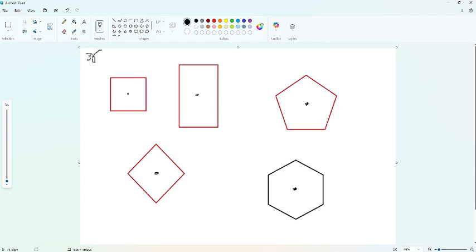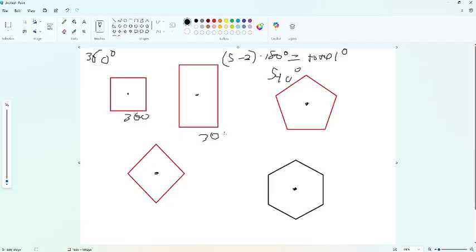Therefore, it has 360 degrees. While, for example, a pentagon would have 540 degrees. Why is this? Because of the formula: the number of sides minus 2, times 180 degrees, is equal to the total amount of degrees inside. For example, this has 4 sides, so it's 360 degrees.